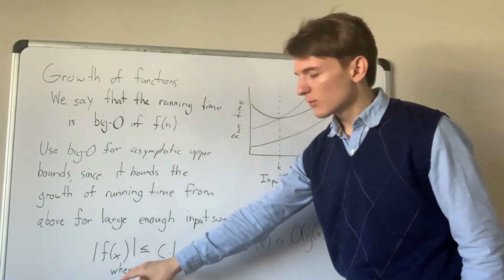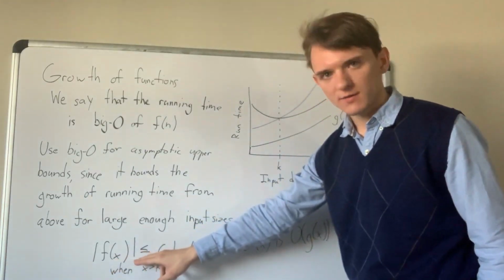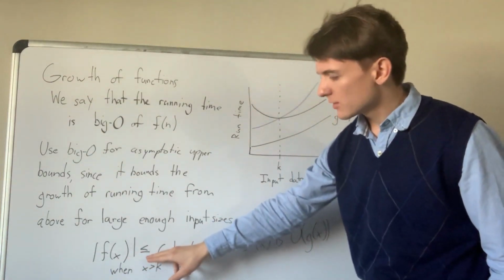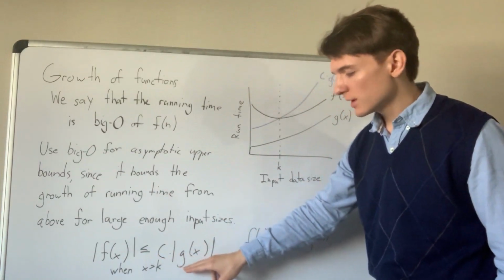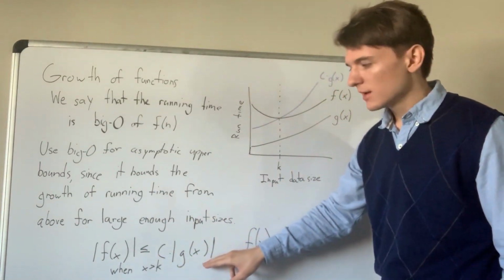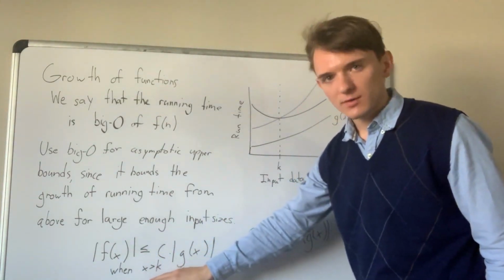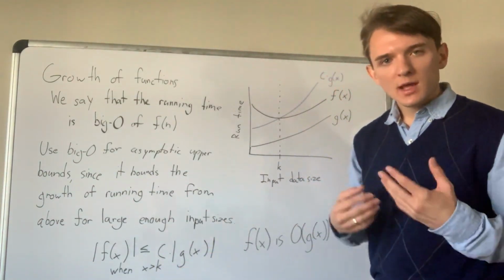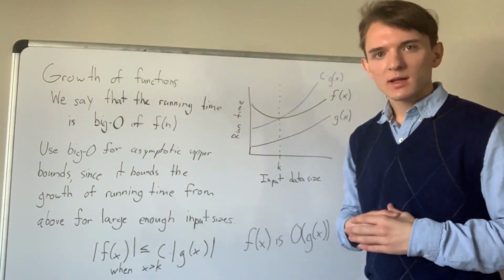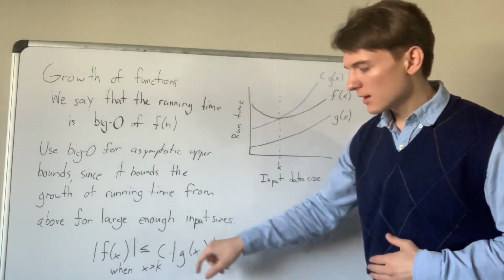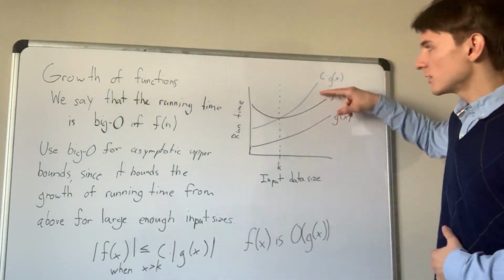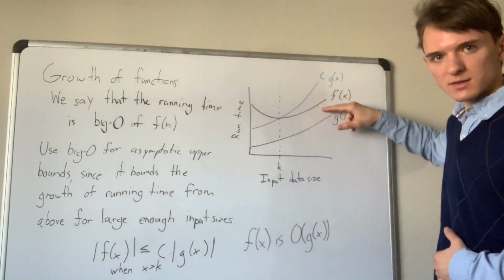So we say that the running time of some function f of x is less than or equal to c, which is a constant, times the running time of g of x, when x is greater than k. So k represents how much data we're inputting into our function before its pairing with c causes g of x to begin to grow more quickly than f of x.